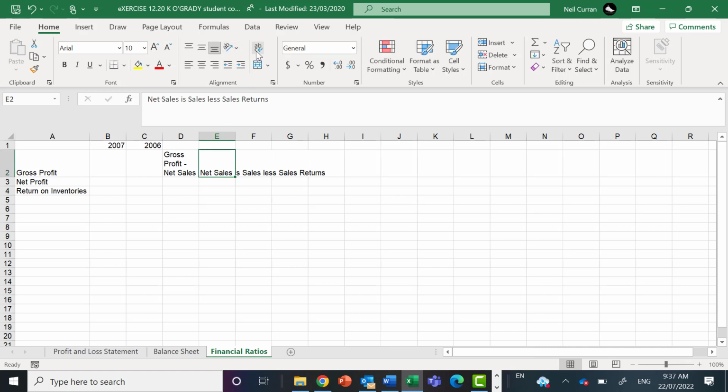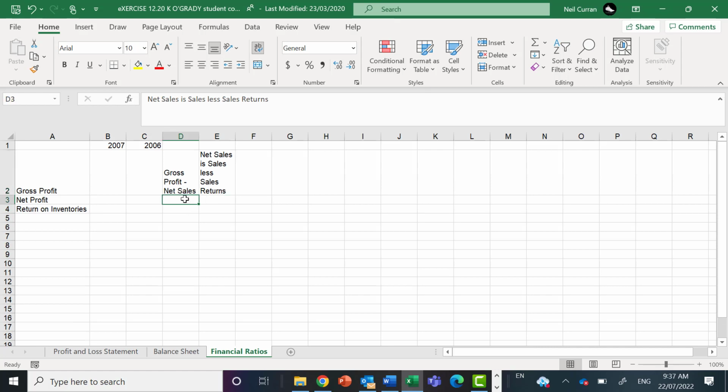Okay, so we're going to do this one now. Our net profit ratio is our net profit divided by our net sales, and our return on inventories is your cost of goods sold divided by your average inventories. So those are all of your formulas that you need to know for this assignment.